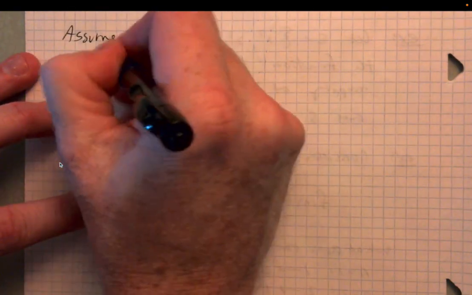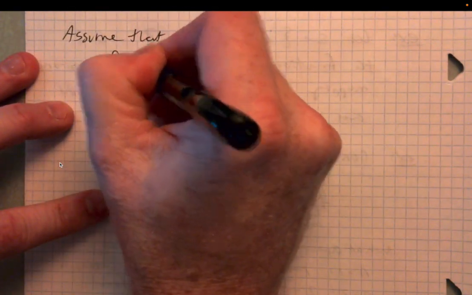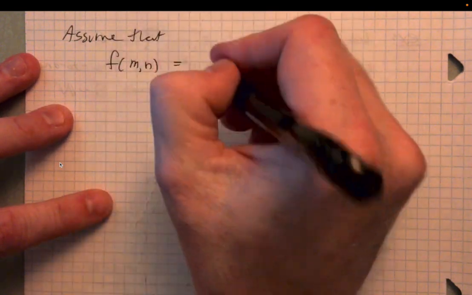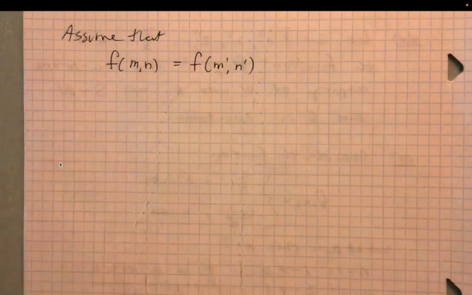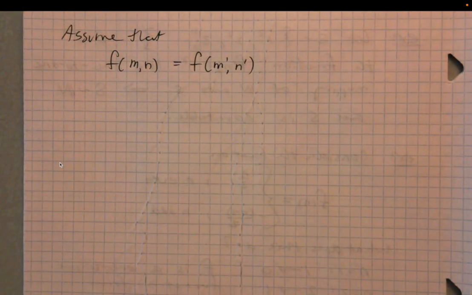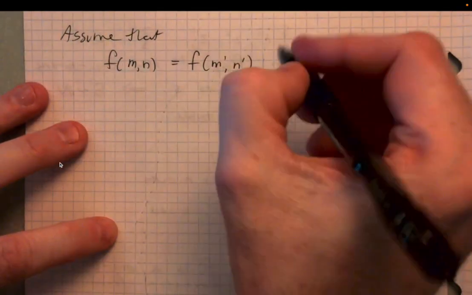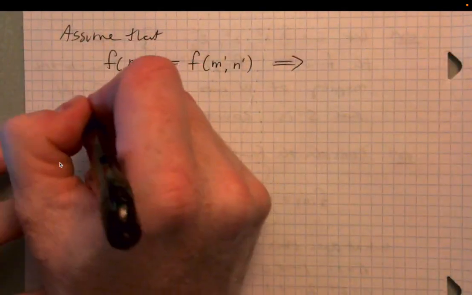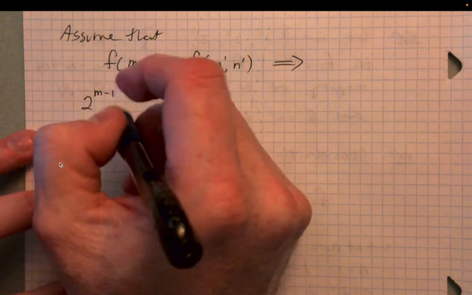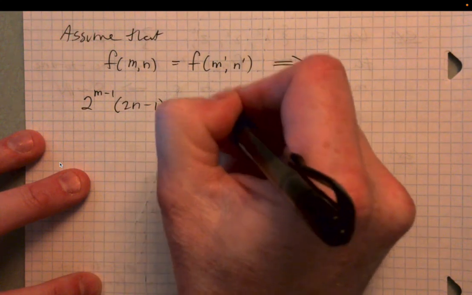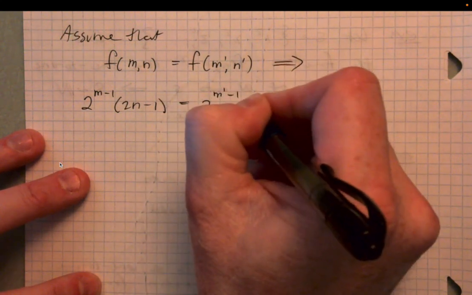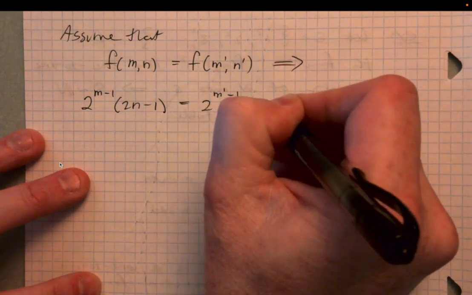So let's assume that f of m comma n equals f of m prime comma n prime. And what we need to show then is that m equals m prime and n equals n prime. Right, so if we assume that's true, then we have that 2 to the m minus 1 times 2n minus 1 must be equal to 2 to the m prime minus 1 times 2n prime minus 1.